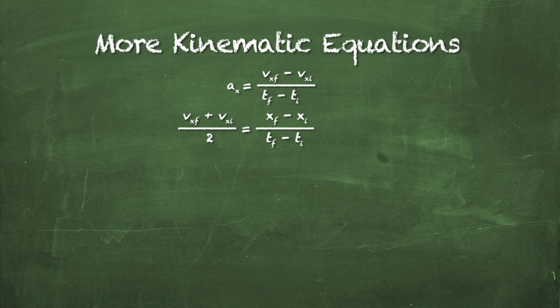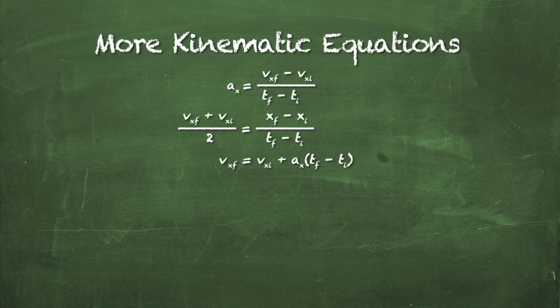And we're going to solve the first equation for Vx final. If we do that, then we get that Vx final is equal to Vx initial plus Ax times T final minus T initial. That is the top equation solved for Vx final. Once again, I would recommend that you do this as an exercise to prove to yourself that that is the case. We're going to take Vx final from that equation and put it into the second equation.